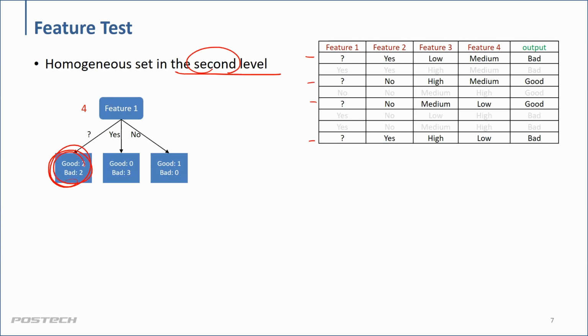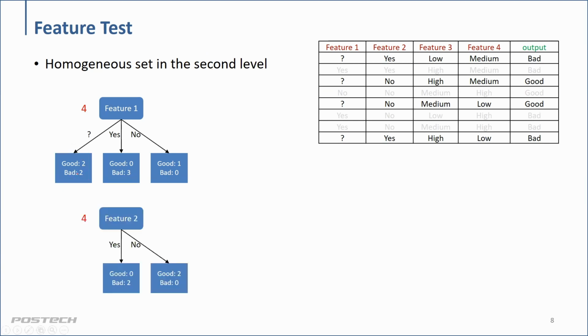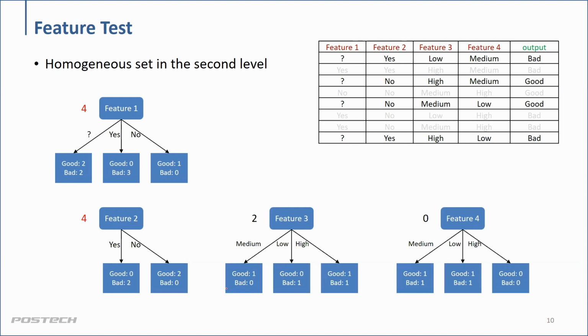This is the problematic one. So for feature 2, because we already used that, we cannot use that. Feature 2, yes and no. If yes, bad. If no, good. Which is okay. So in that case, good. And we can see others as well.